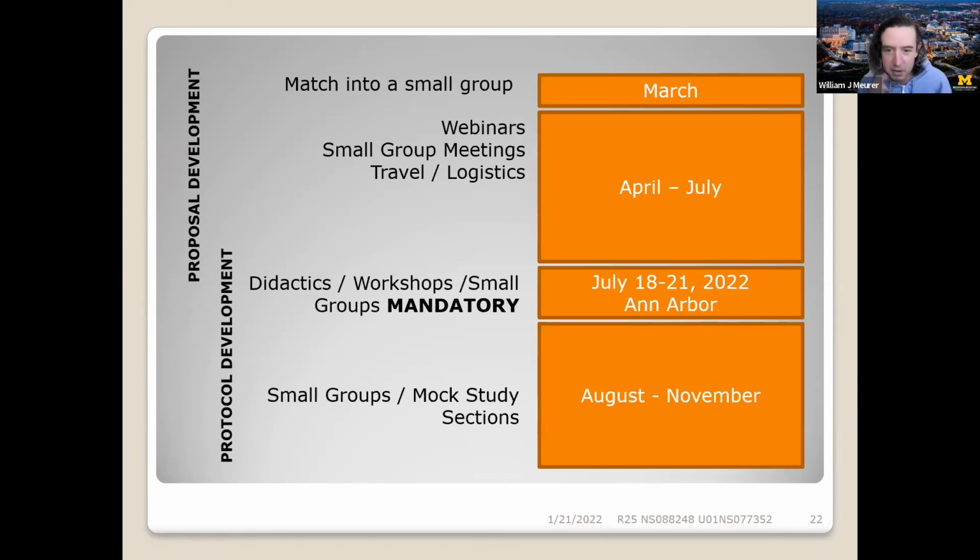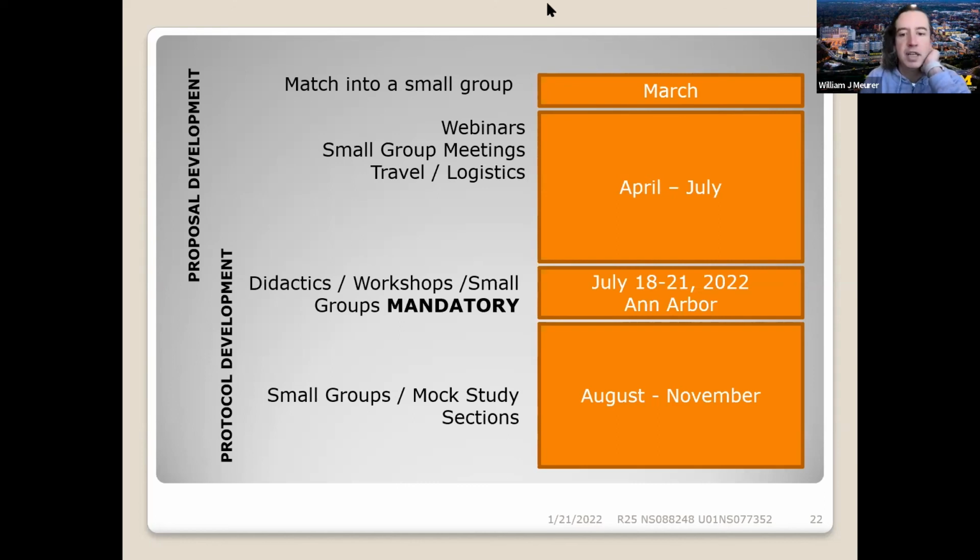So again, this slide is wrong. We can annotate this, but yeah, July 18th, 21. Arriving, so it's a Monday. You won't need to be there Sunday night or anything. You'll arrive on Monday and there'll be evening activities.